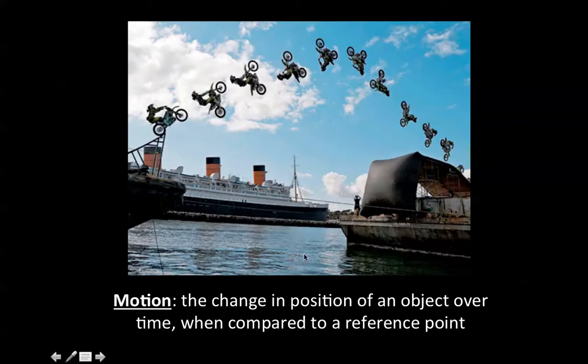So we can tell he's moved, we can tell the motocross guy was in motion because he changed positions, he changed locations. First he started over here to the left of the boat, and he ended to the right of the boat. So we're comparing his motion, his location, to the boat, which is going to be our reference point. We're comparing it to the reference point.